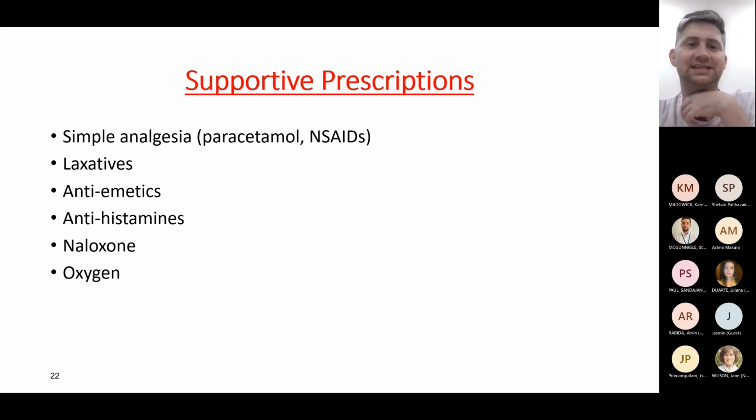So as I said before, laxatives, simple analgesia, antiemetics, antihistamines, naloxone. And I don't know if anyone's ever given naloxone, but it's nothing like in that film Pulp Fiction. It just helps them breathe more and regulate their respiratory systems. Generally speaking, we give naloxone if their respiratory rate is less than 8 breaths a minute.